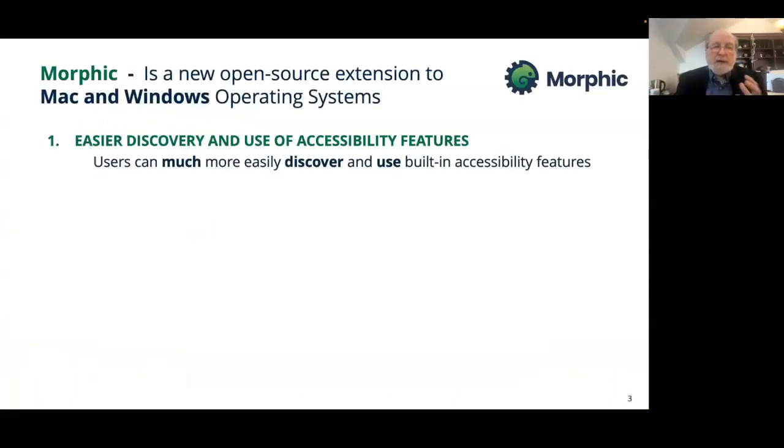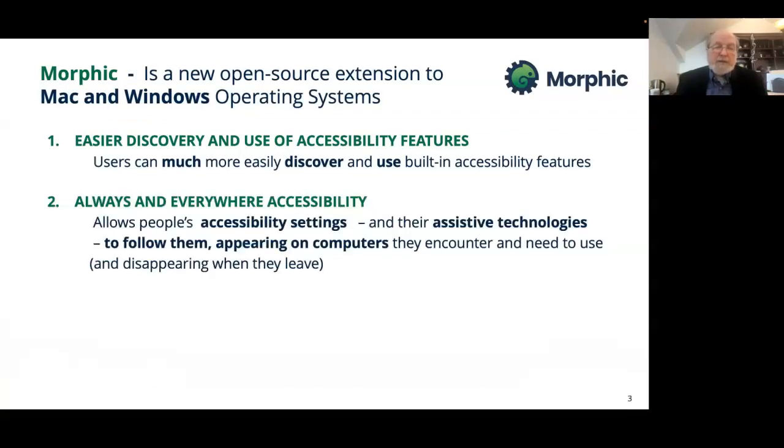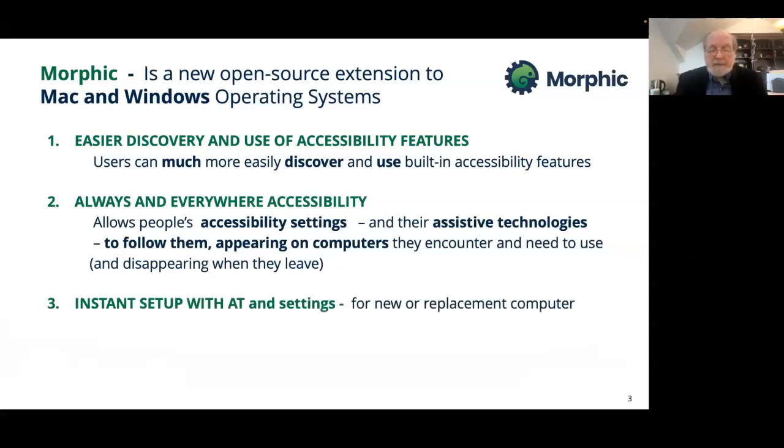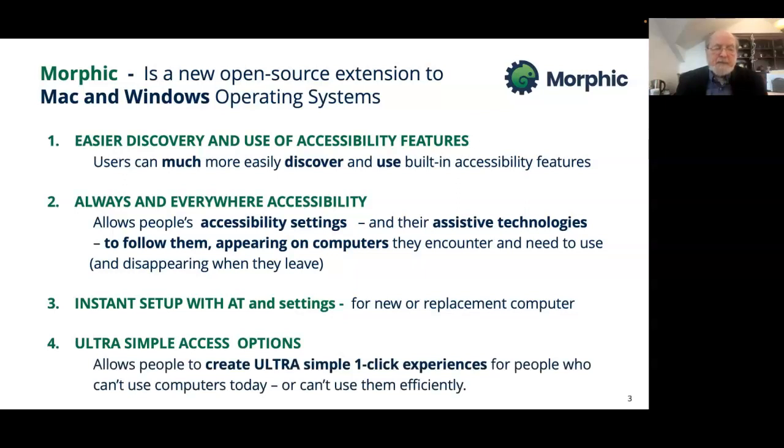So what is Morphic? An easy way to discover and use the accessibility features and usability features. Always and everywhere accessibility, the ability for it to move around with you. Instant setup when you go to a new job, but also we've had people who are on the job and their technology failed, and it was a month before they could get the new technology in and get it all set up. They could get all their settings back, instead of having it set up again, in a couple of minutes the next morning, so they could get back to work with a new computer, especially when they swap the computer whenever it goes down. And then the ultra simple access options we talked about.